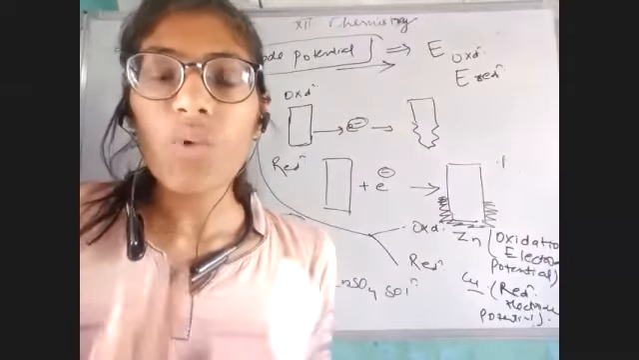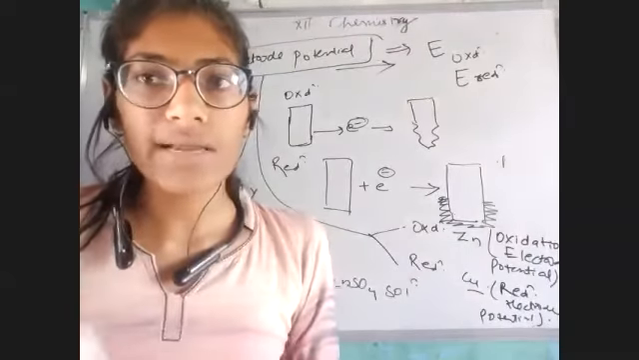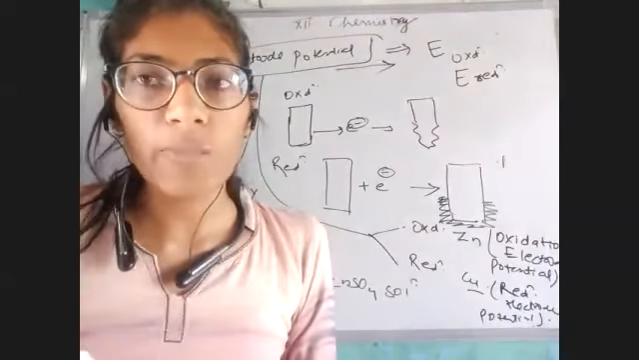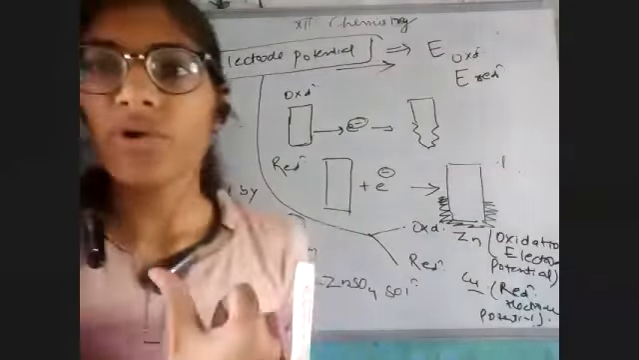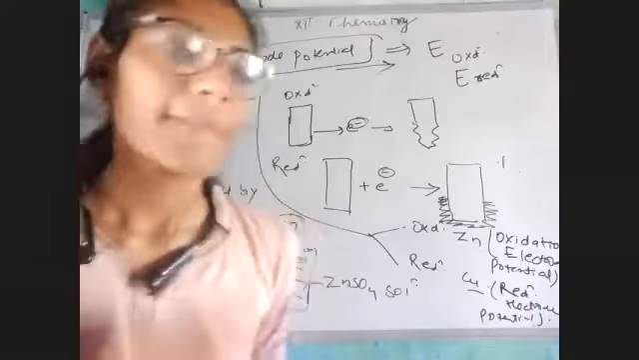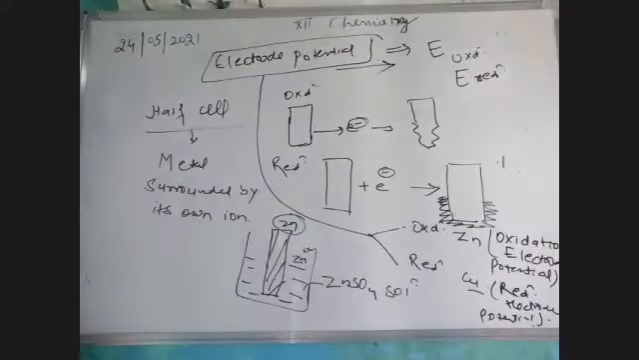Okay, now we have observed very well what is electrode potential, but the point is how can we calculate our E oxidation and E reduction? How can we calculate our oxidation electrode potential or reduction electrode potential? Let's see, that's our next topic.